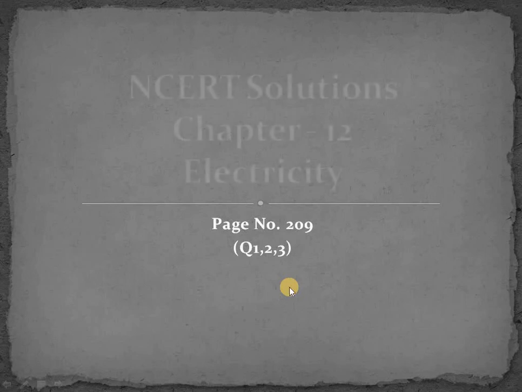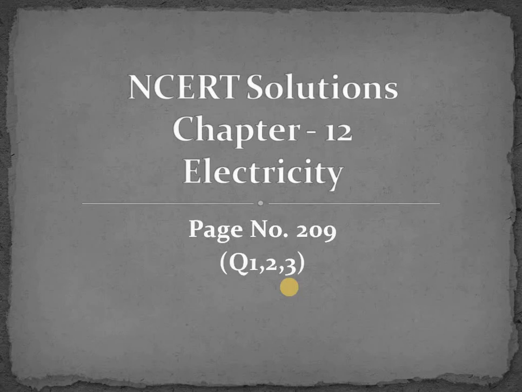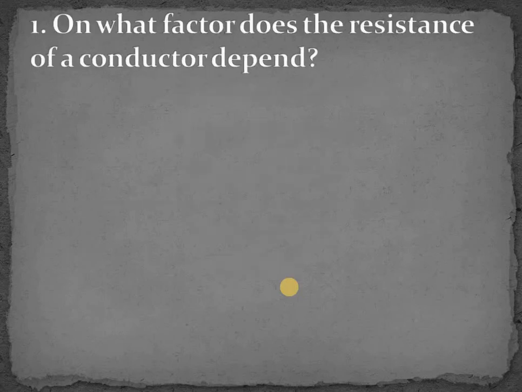Hello everyone, let's start with chapter 12 electricity. So in this we are going to cover 3 questions from page number 209. So question number 1 says, on what factors does the resistance of a conductor depend?